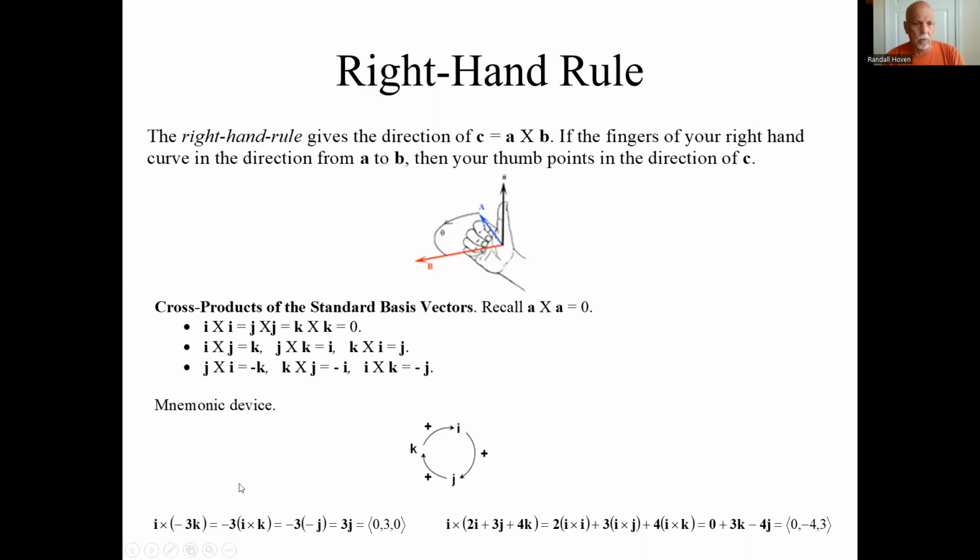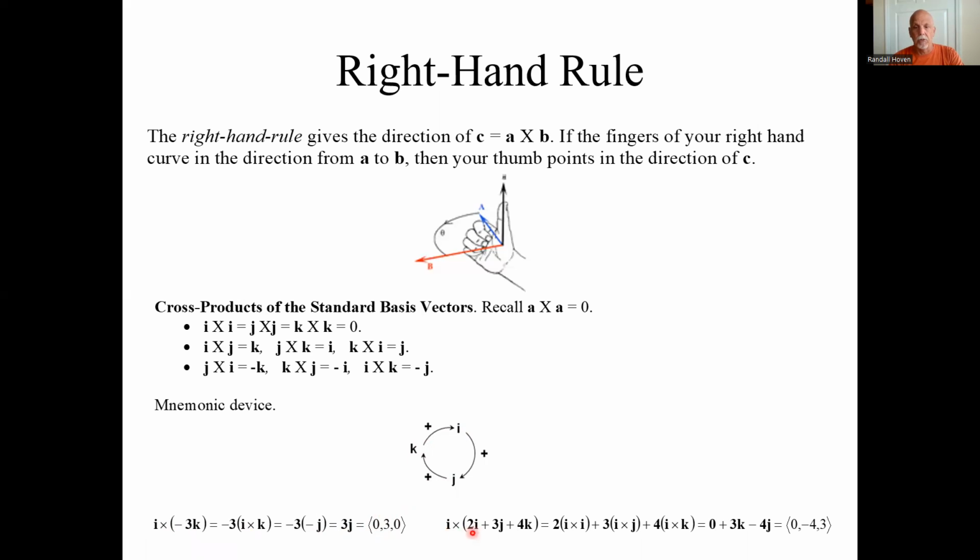And sometimes it's easier to use this than to go through the whole determinant process to calculate a cross product, especially if one of the two vectors is just a single component in a standard basis direction. Like this simple case, I cross minus 3K, pull out the minus 3, that's the scalar, and then it's I cross K. I cross K is minus J. The signs cancel, I get 3J.